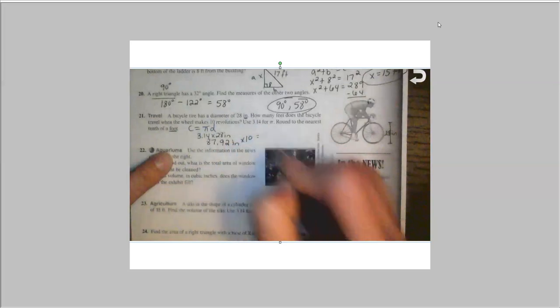87.92 inches, 3.14 times 28. Now that's just one turn of that wheel. We're making 10 revolutions, so I'm going to now multiply that times 10, and that will give me 879.2 inches. That's what 10 turns of that bicycle tire would be. That's how much ground it would cover.